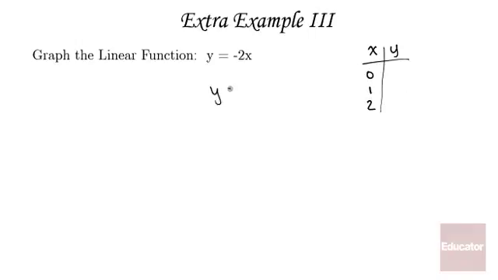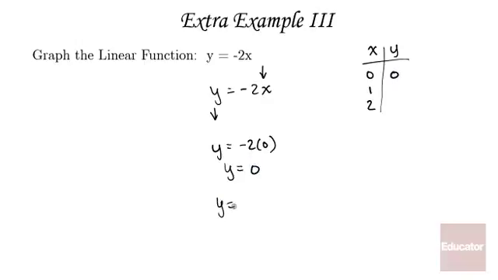So we have y equals negative 2x. X is going to be our input value. Y is going to be our output value. So I'm going to start off with 0. Y equals negative 2 times 0, and y equals 0. So 0 is very easy to work with there.